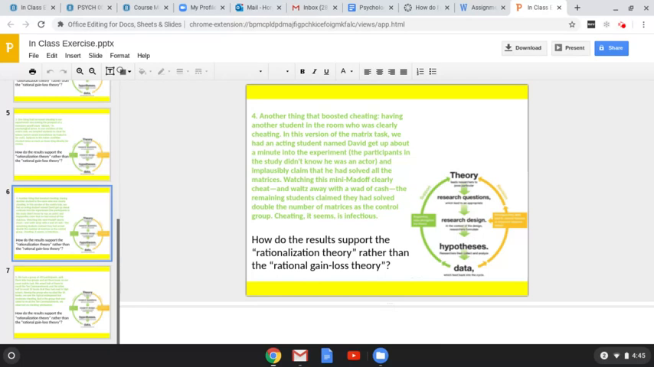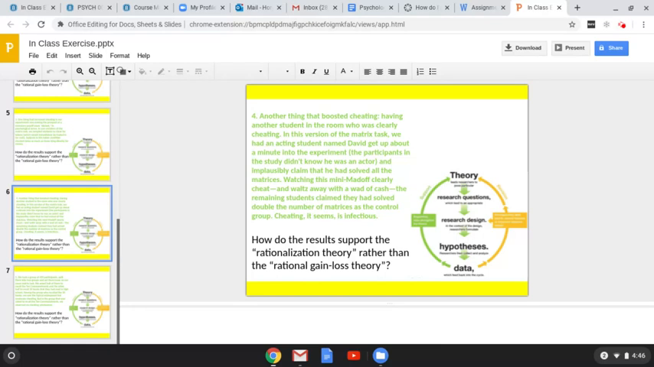In this version of the matrix test, we had an acting student named David get up about a minute into the experiment. The participants in the study, of course, didn't know that he was an actor and thought he was just another participant, and implausibly claim that he had solved all of the matrices. That's right, all 20 of them. Watching this mini Madoff clearly cheat and waltz away with a wad of cash in his hand and not get caught, the remaining students claimed they solved, once again, double the number of matrices as the control group.